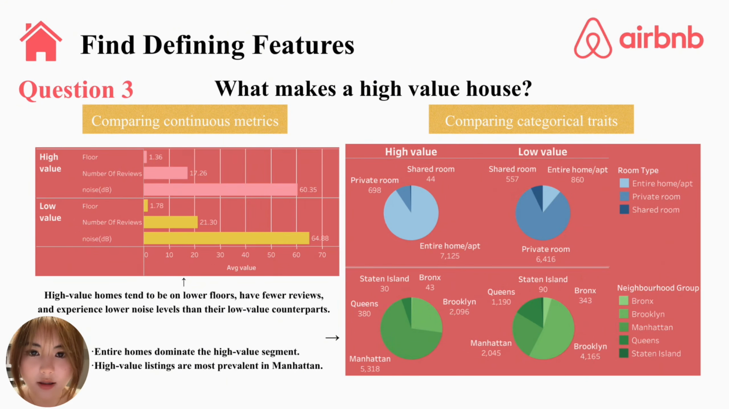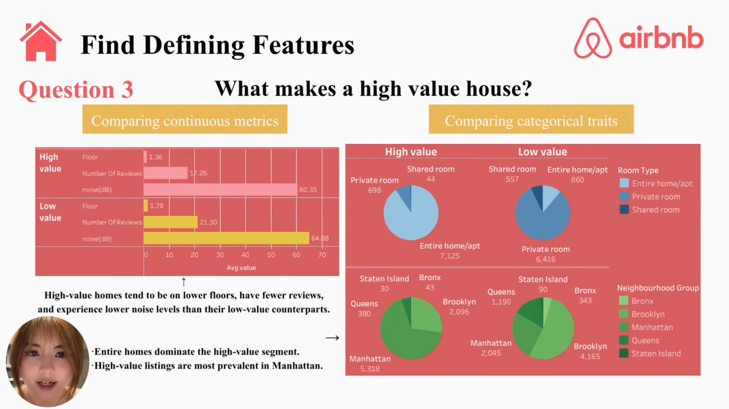Looking at the bar chart on the left, here are the key findings. First, high-value homes tend to be on a lower floor, on average 1.36 floors compared to 1.78 for low-value homes. They also have fewer reviews, only about 17 reviews versus 21 for low-value ones. And they are quieter, around 60 decibels versus nearly 65 decibels for low-value homes.